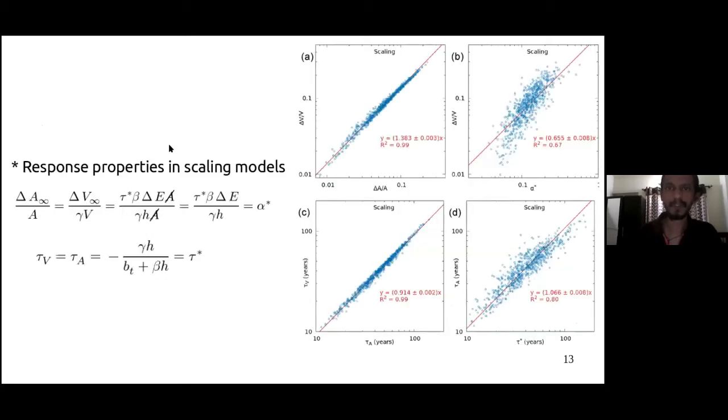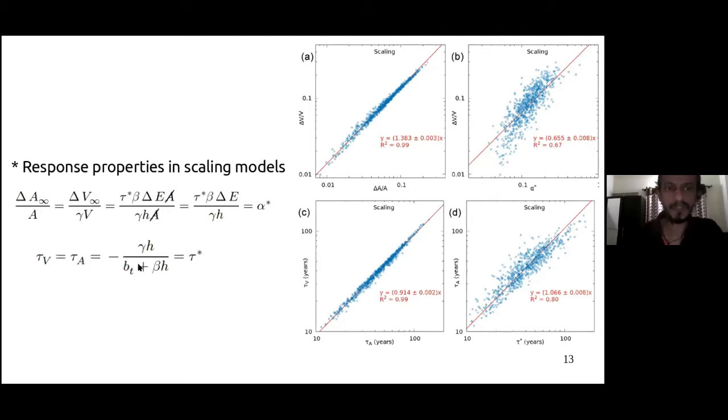When we did that, we could estimate the response properties numerically. Then we made some dimensional arguments. For example, area change is related to volume change due to the scaling. What is delta V by V? Tau is the response time, and beta delta E, with delta E being the ELA change, is the thinning rate, or the change in ablation rate. Multiplied by A, that gives you a measure of delta V, and when you divide by V, which is H times A, it gives you this dimensionless quantity alpha star, which you expect to control the climate sensitivity.